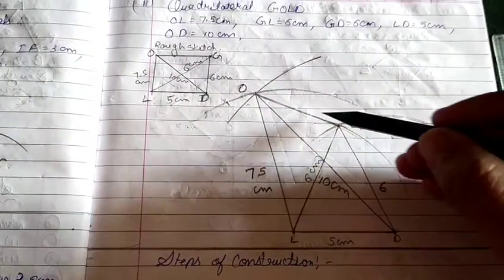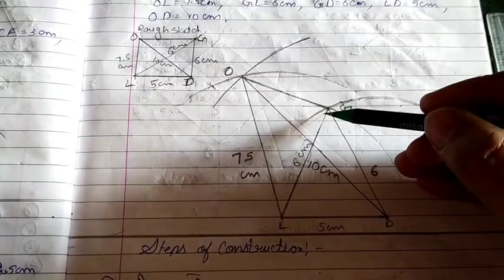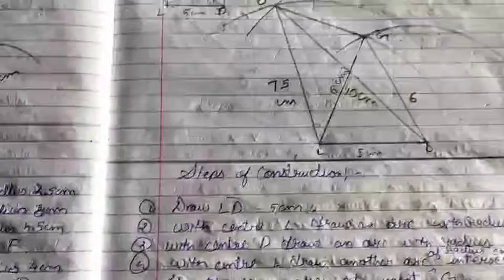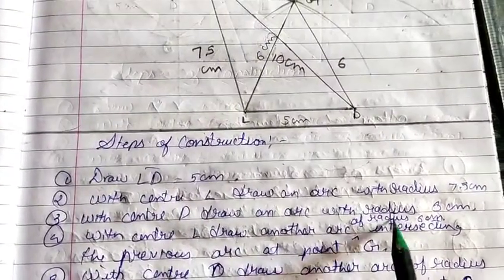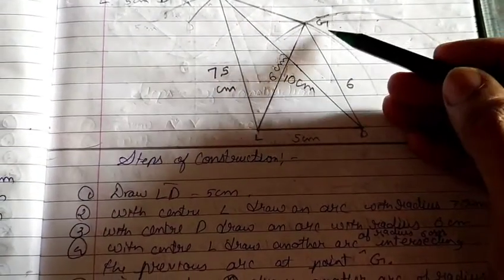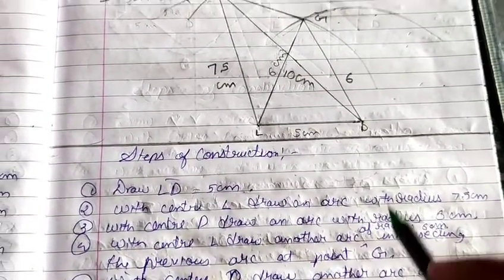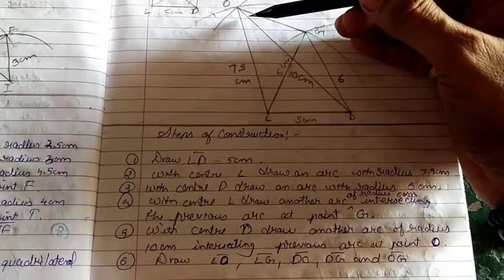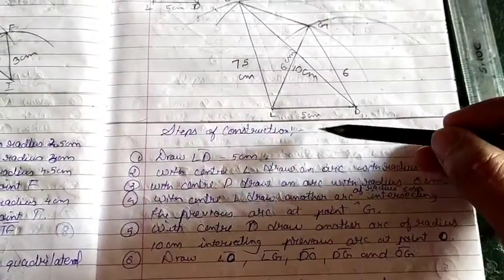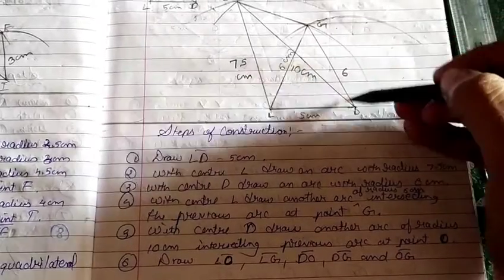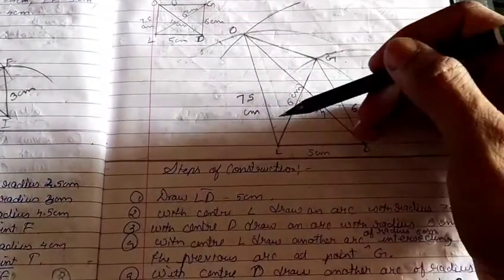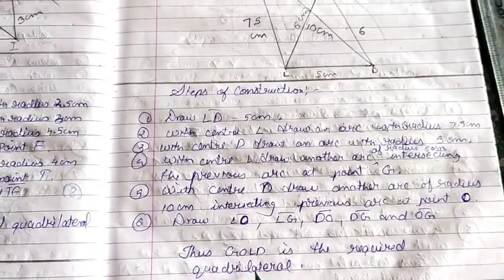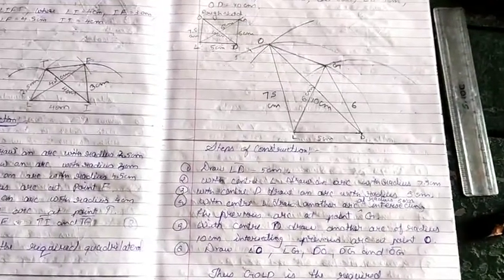Now start connecting all points and try to draw all the line segments that are left. For this you write down the statement: with center L, draw another arc of radius 6 centimeter. We had drawn another arc of 6 centimeter, intersecting the previous arc at point G. Now join all the line segments LD, LG, GD, OG, LO and OD. This is how we got GOLD as the required quadrilateral.